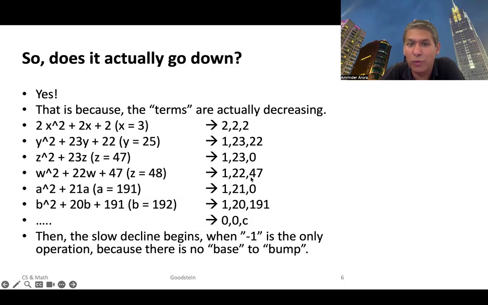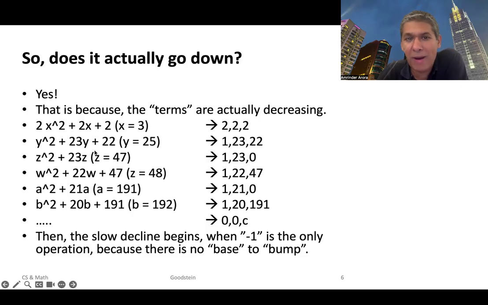Then it'll become 1, 2, 2, 47 again, and this term is less than the previous term, polynomially speaking, and I'm putting polynomials in quotes. Then you'll get to 1, 2, 1, 0, then 1, 2, 0, 191, and so on, even though that might be a large number. And then the slow decline begins, the slow decline being only the subtraction of 1, because there will be no base left to bump. That's really the essence of this theorem. Even though the formal proof follows a slightly different outline, this is just how to build our own intuition.